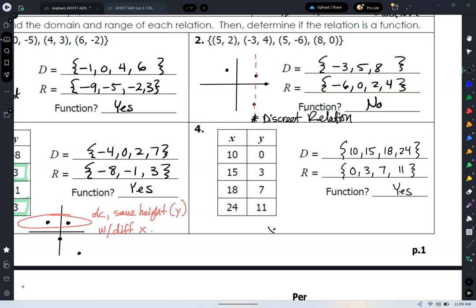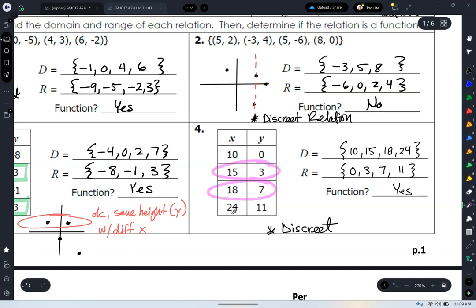This is discrete. There's distinct points on the line, because you're only given this point, this point, this point, and this point. You would not make a line or curve or circle or parabola or cubic function. You wouldn't make any of that there because you're only given 1, 2, 3, 4 points. That makes it a discrete graph. Okay? Good so far? All right. It is a discrete function.